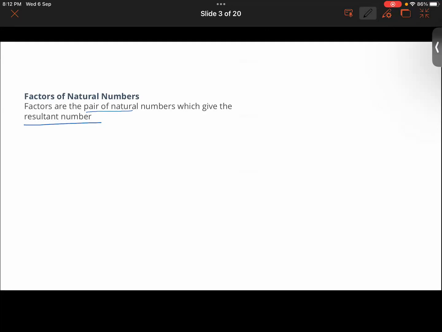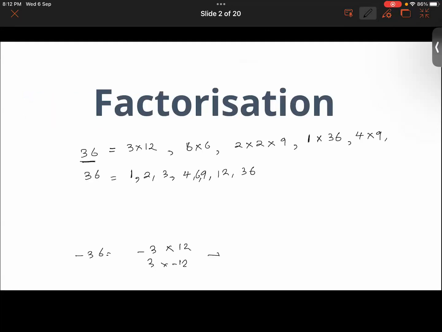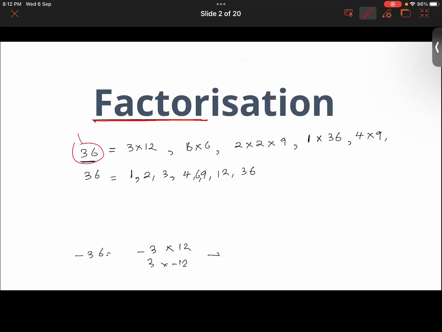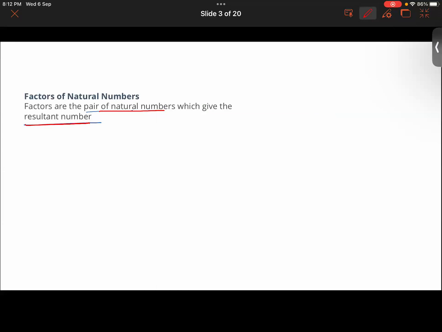So factors, first let's define this term factor. So factor is what? It's the pair of natural numbers which gives the resultant number. The resultant number here is 36. And these are all pairs of the factors. It could be a pair of two factors. It could be a pair of three factors, as in this case. So that is simply the concept of factors.